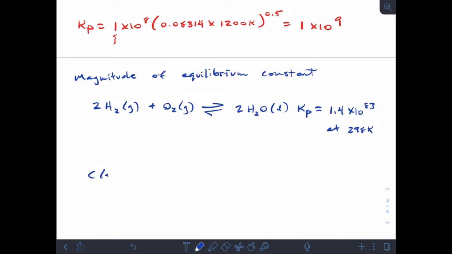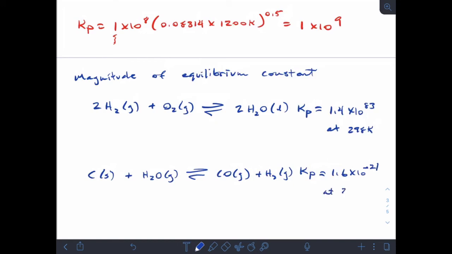Another equation, let's take a look at this one. So solid carbon plus our beloved H2O gives us carbon monoxide plus H2 gas. And Kp for that reaction, 1.6 times 10 to the minus 21 at room temperature.